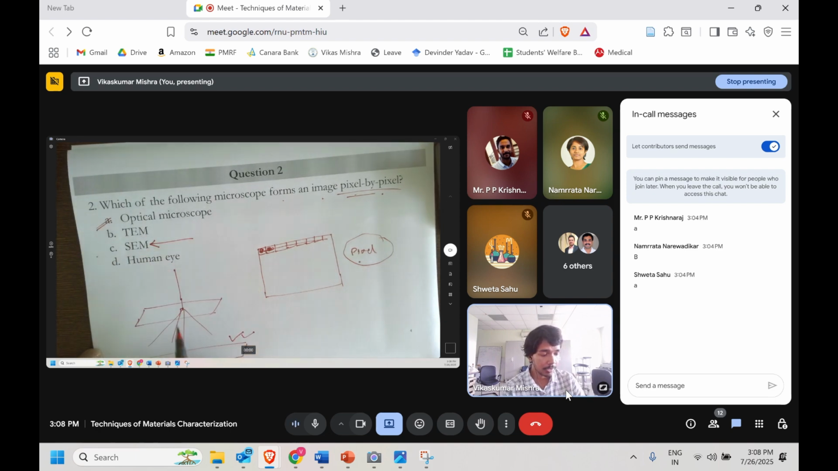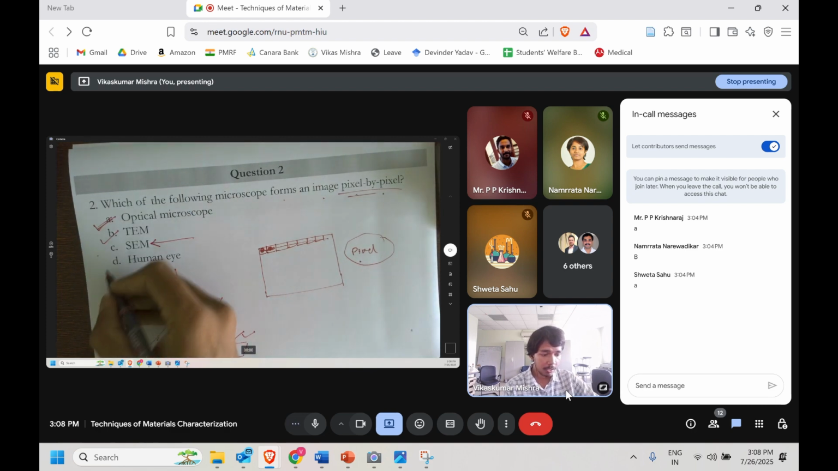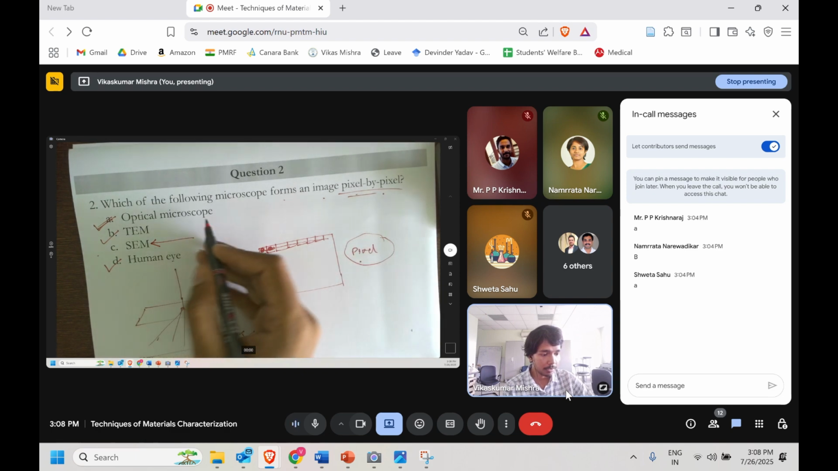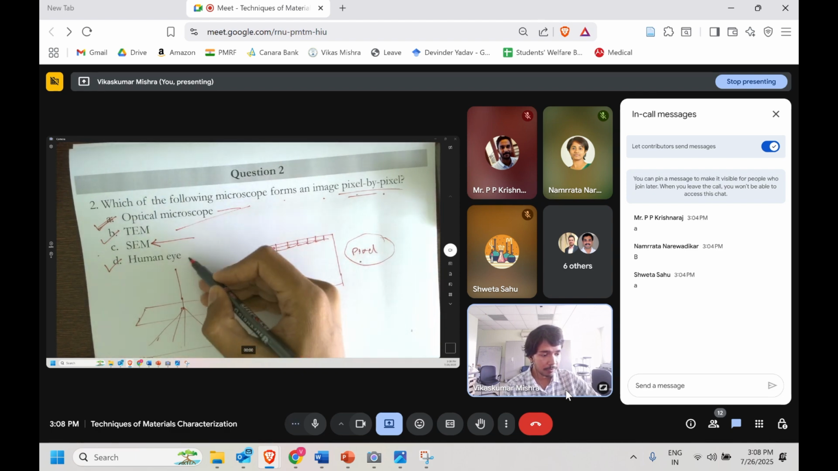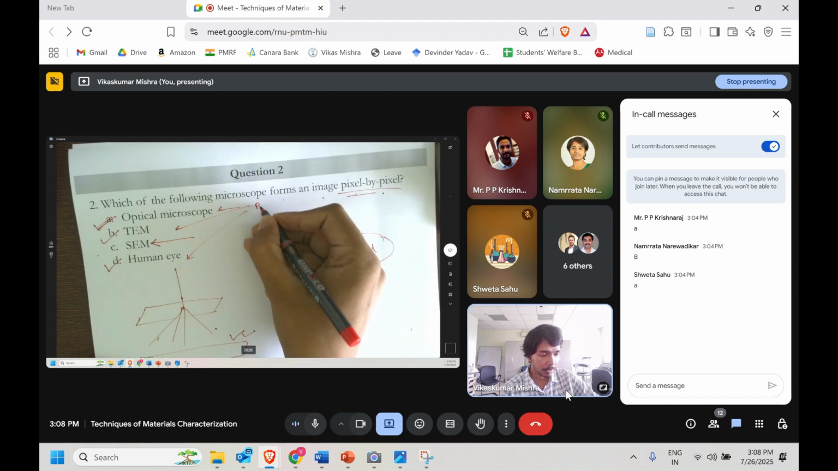TEM, again, works in the projection mode, so you will get the information instantly. Human eye is also the same. So these three things work in the projection mode.